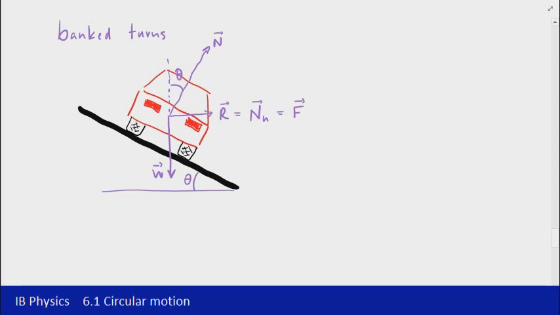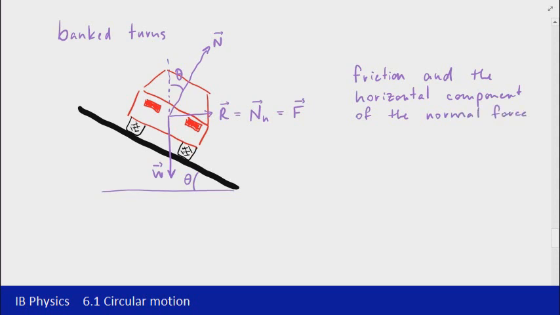So in this example, the centripetal force is going to be provided by two things. There'll still be some friction between the tyres and the road in this scenario, but it's also the horizontal component of the normal force. Now, what you can see here, given that some of the normal force is actually providing the centripetal force, is that there is an advantage to having a banked turn in that it allows faster cornering.